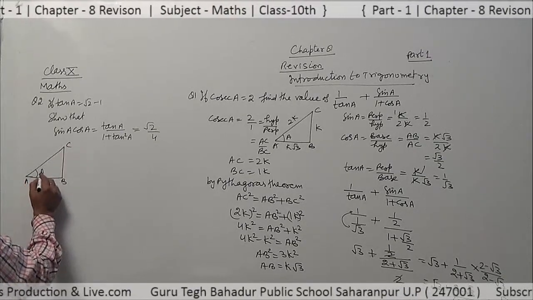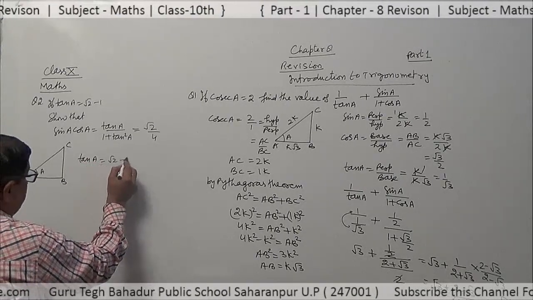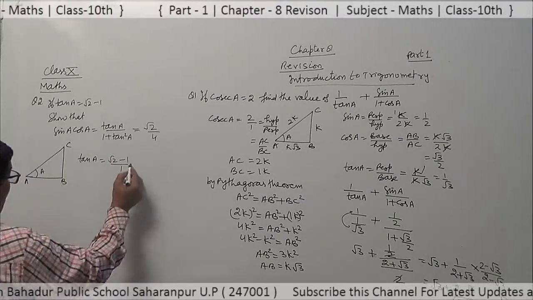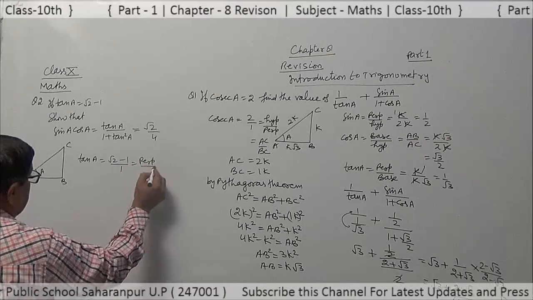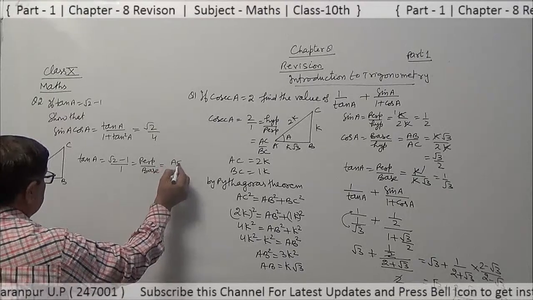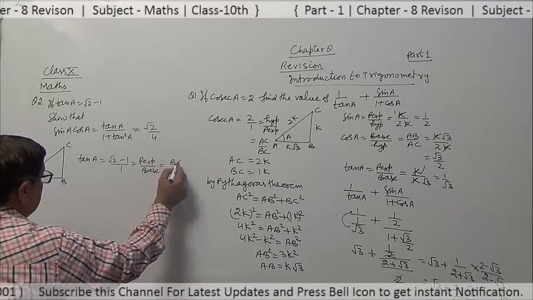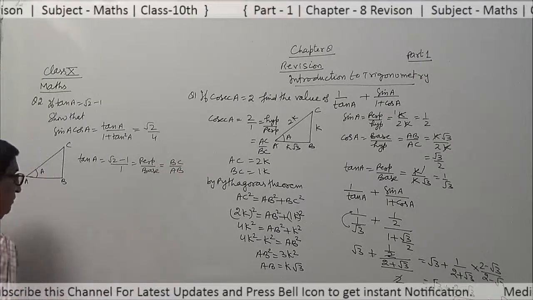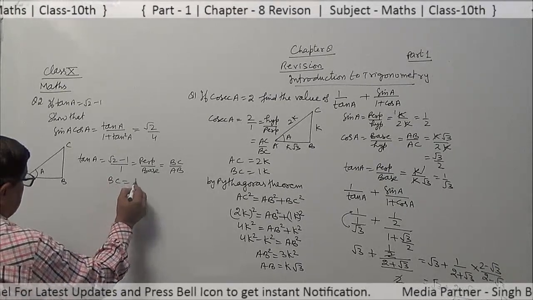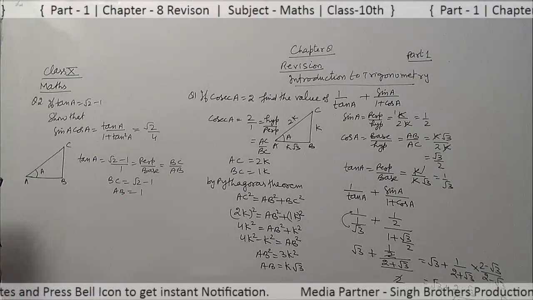This is angle A. Tan A is root 2 minus 1, take it upon 1. Perpendicular upon base. Perpendicular is BC. Base is AB. If we take the value of K as 1, so we can write BC is root 2 minus 1, AB is 1.